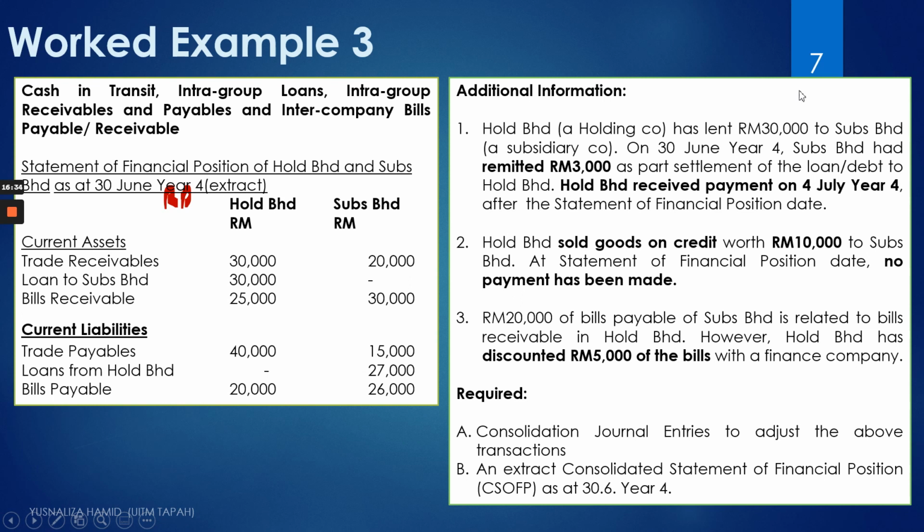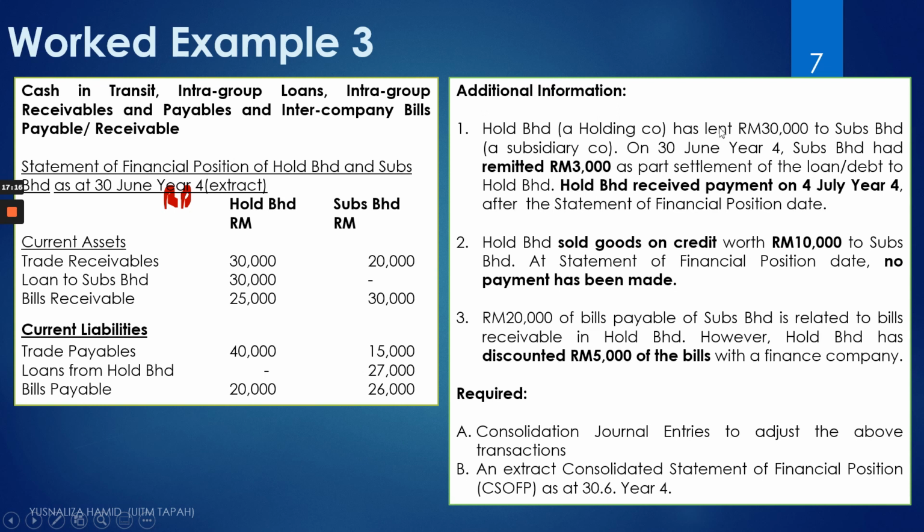You have the additional information on your right-hand side, where there are three pieces of additional information, and we will go through each one at a time. Whole Berhad is a holding company; you are not informed what percentage was acquired. It has lent 30,000 to Sub Berhad, a subsidiary company. When the holding company lends money to the subsidiary company, this is an intercompany transaction because the transaction is between group members. On 30th June year 4, the subsidiary company has remitted 3,000.